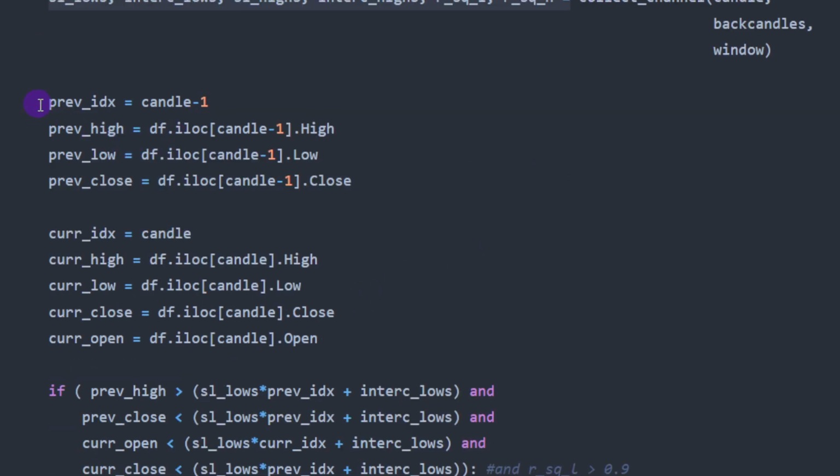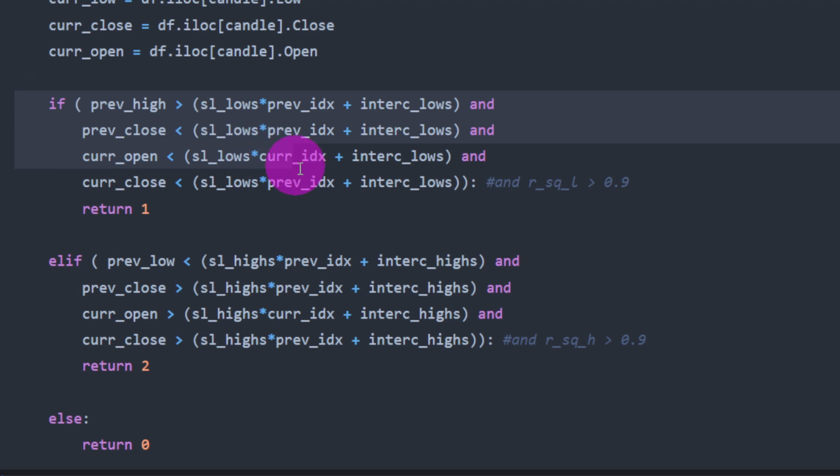I'm defining a few variables for the previous candle: the index, high, low, and close values, and for the current candle, its index, high, low, close, and open price. And these are the conditions I'm going to use to detect the breakout of the channel. So if the previous high, meaning the high value of the previous candle, is above the channel segment, remember we're using the low channel segment here. In other words, the previous candle has some of its values inside of the channel, and at the same time it closes below the channel.